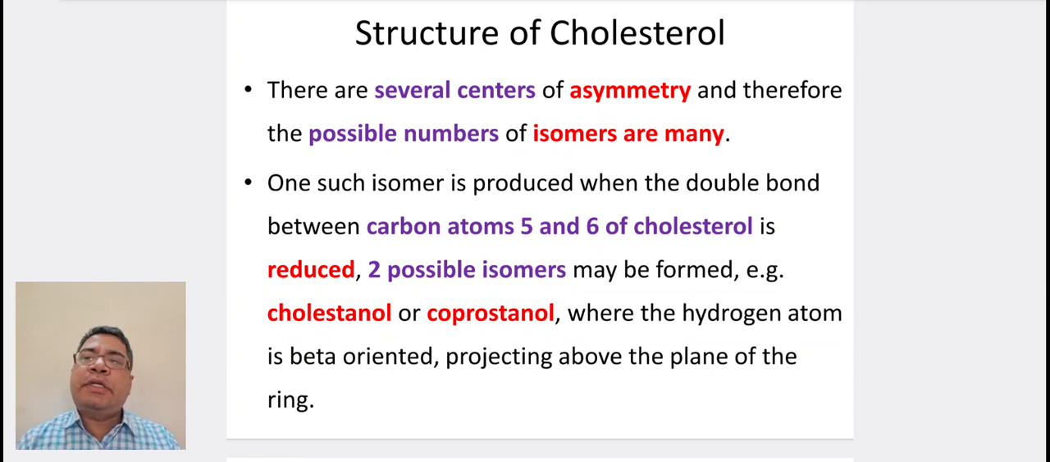There are several centers of asymmetry, and therefore the possible numbers of isomers are many. One such isomer is produced when the double bond between carbons 5 and 6 of cholesterol is reduced. Two possible isomers may be formed, example cholestanol and coprostanol, where the hydrogen atom is beta oriented, projecting above the plane of the ring.